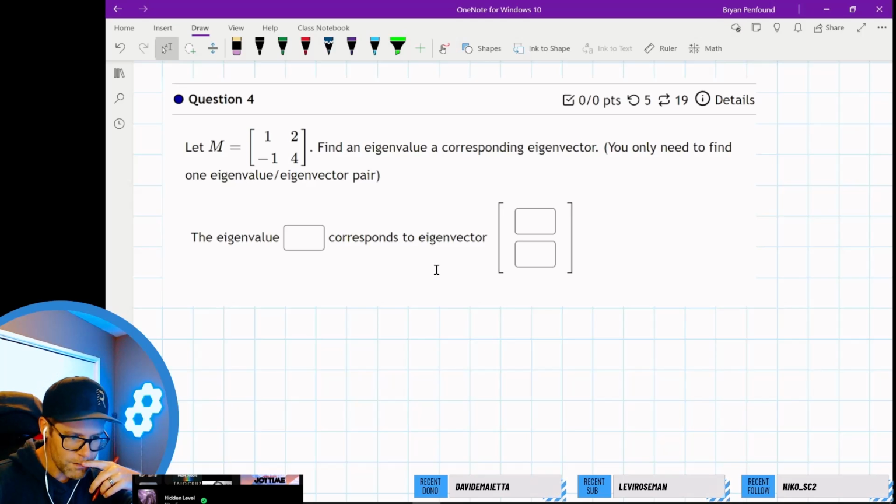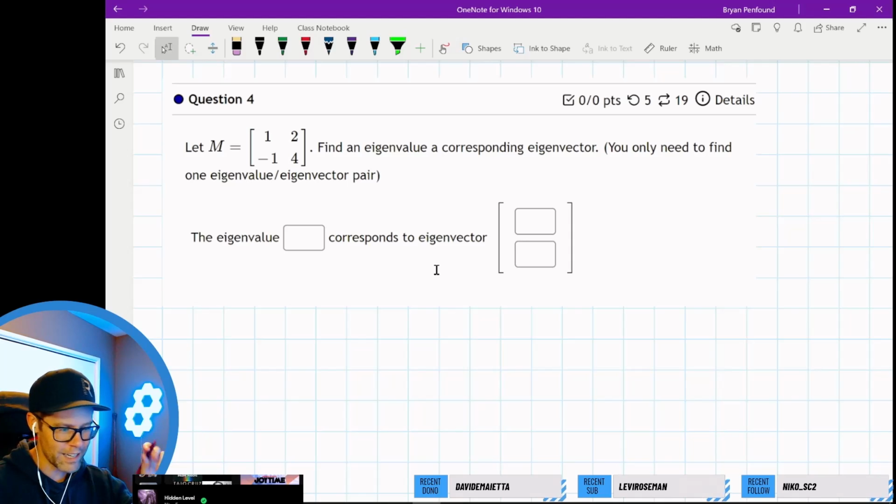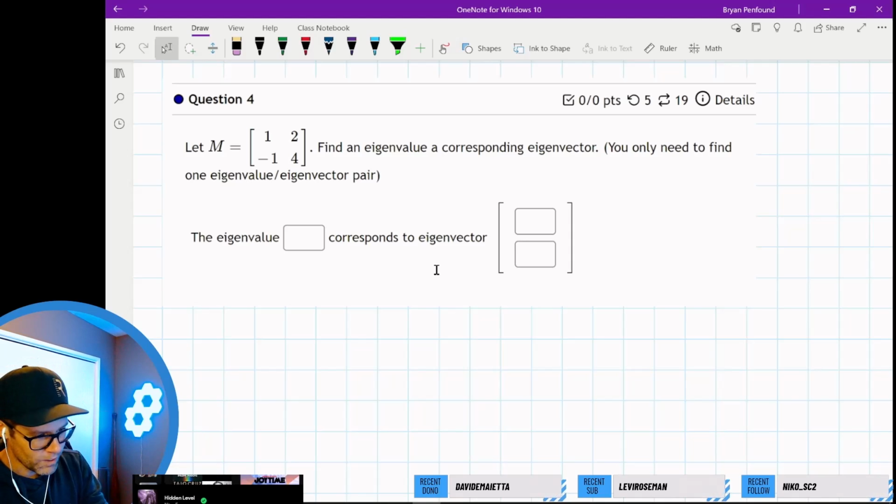Find an eigenvalue. Wait, does this make sense? Find an eigenvalue, a corresponding eigenvector. What? Like, that sounds weird. You need only to find one eigenvalue and eigenvector pair. That sounds so weird. Find an eigenvalue, a corresponding eigenvector. What am I, like a dating service? Get out of here. Okay, I guess we should find all of our eigenvalues.